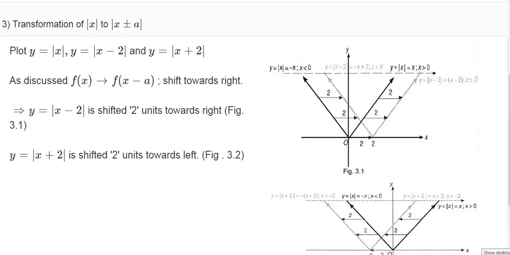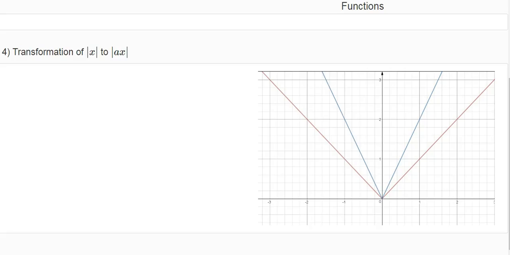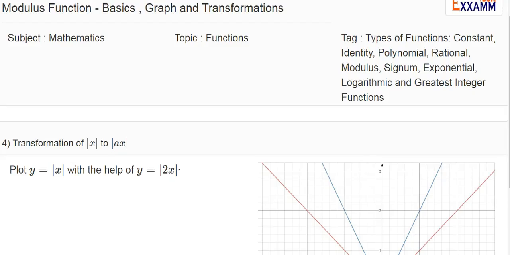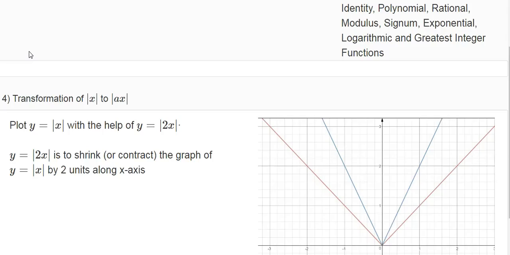Now let us consider another transformation, of modulus of x to modulus of ax. Let us consider the example of transformation of y is equal to modulus of x to modulus of 2x. See in this image, although it is not mentioned in the image, it is obvious that as per our convention, we will be using the red line for the initial graph and the green line for the transformed graph.